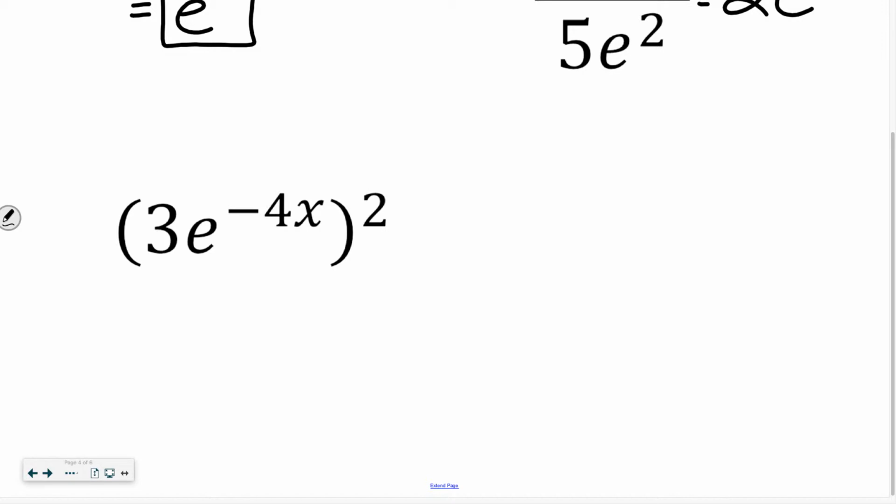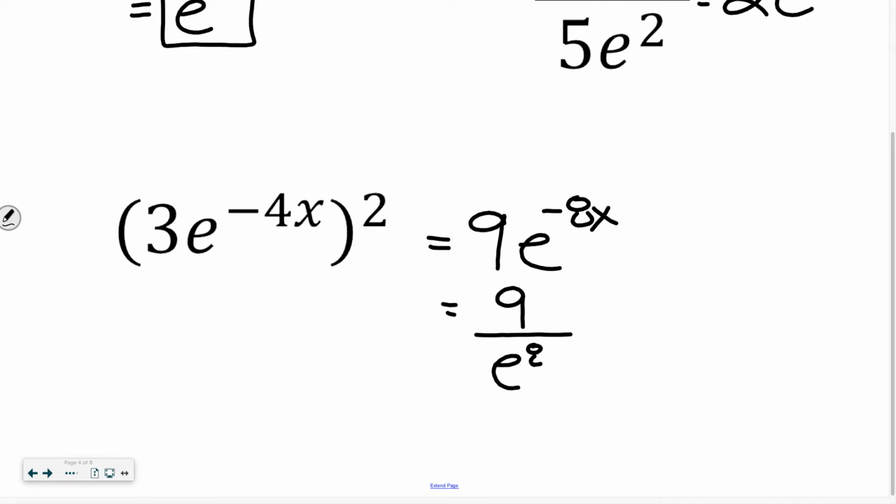Okay. What'd you guys get for 3e to the negative 4x squared? 9e to the negative 8x. Use your negative exponent property. What flips? The e only. Is the negative affecting the 9? No. So this would be 9 over e to the 8x.